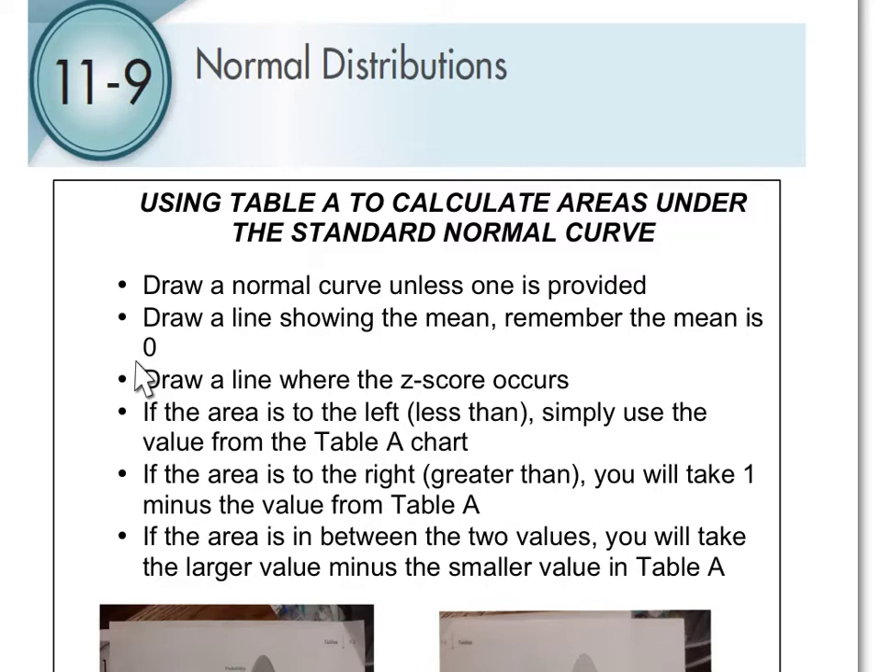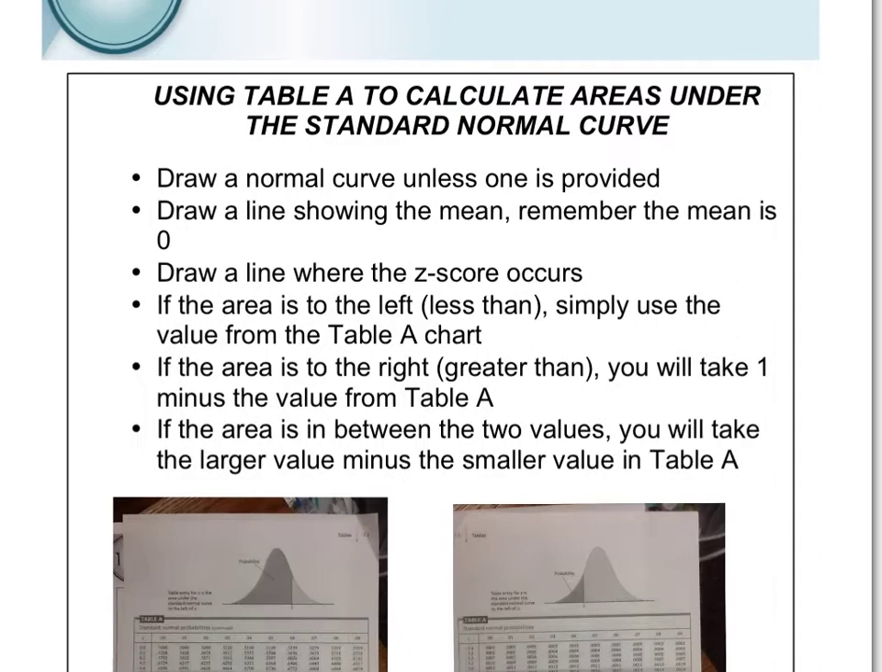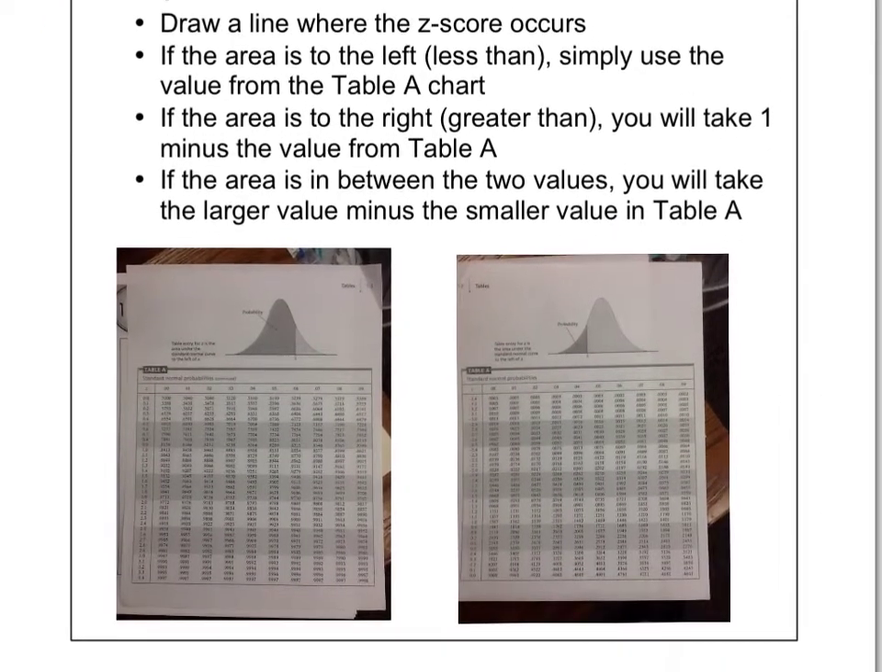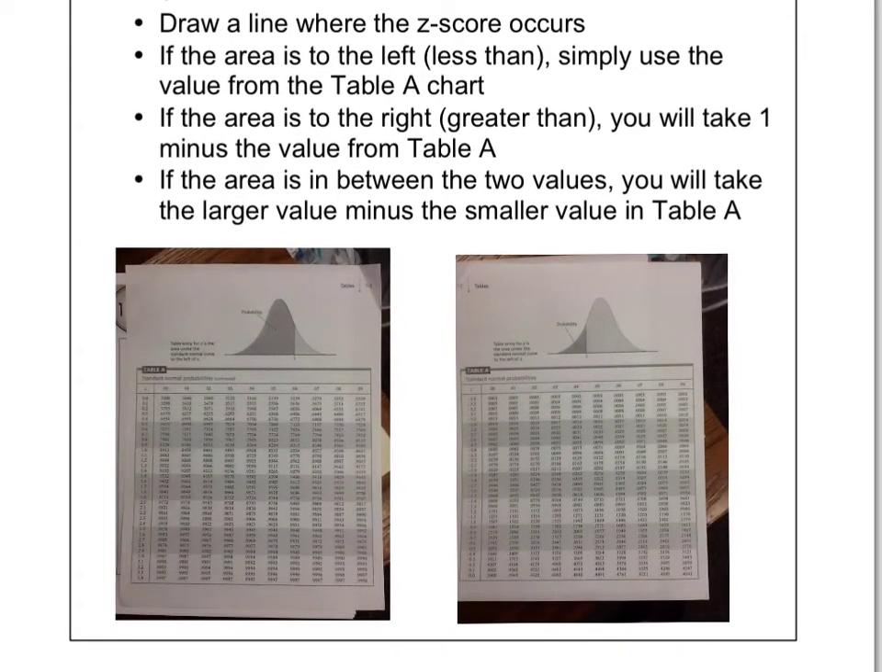Don't forget that, okay? You're going to have to calculate some z-scores, just like we did in the last section in part 1. Once you calculate that z-score, you're going to draw a line where the z-score will occur, okay? It's either going to be to the right of 0 or to the left of 0. Again, you're going to have to gauge where it's at. Again, you have to know where the number is on a number line. Okay? The table A chart, which you'll see is down here below in the pictures.